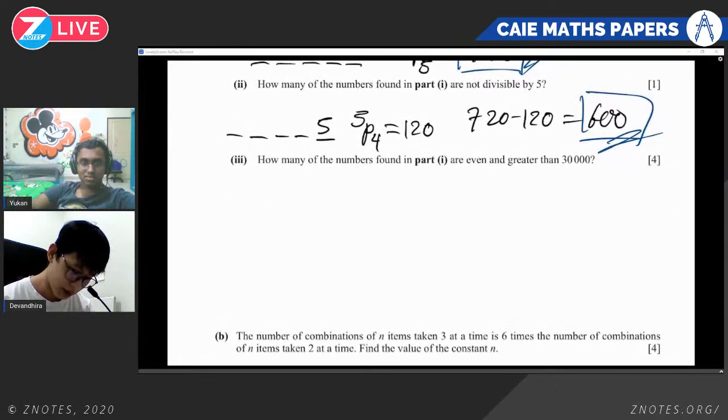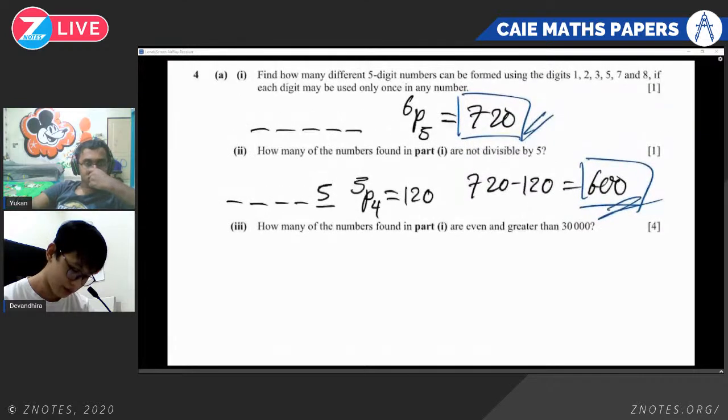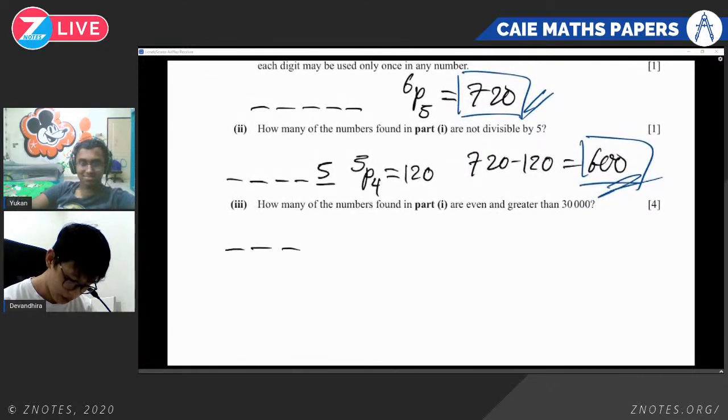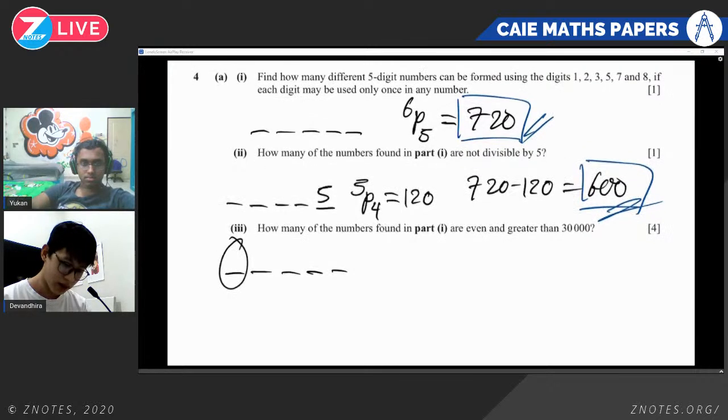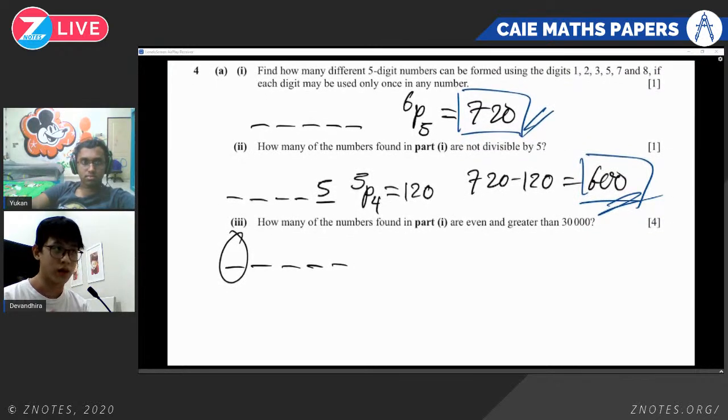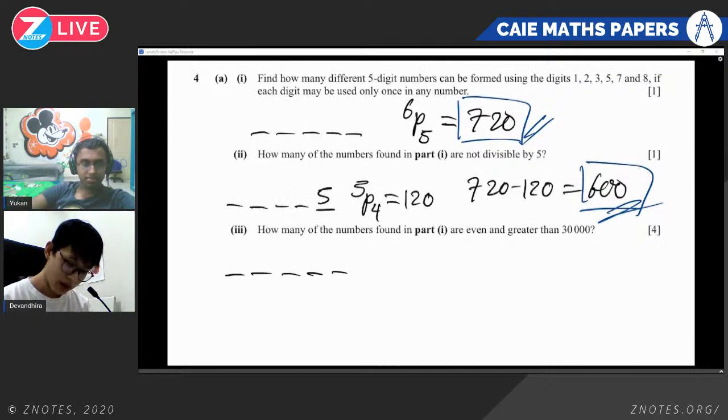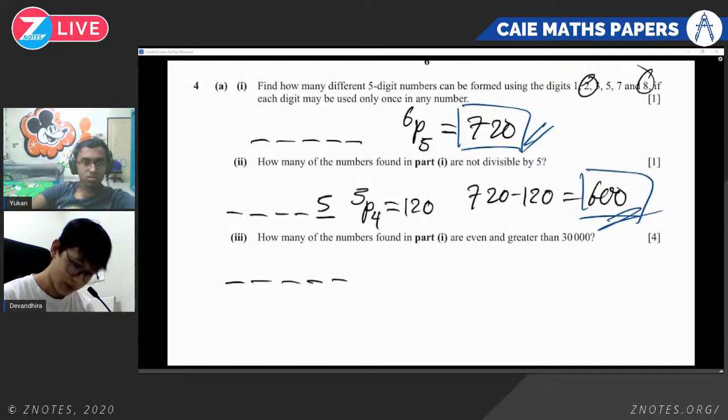How many of the numbers found in part I are even and greater than 30,000? Okay, so let's put 5 slots here first. Greater than 30,000 means the first digit has to be 3, 5, 7, or 8. Agree? Now, what does it mean when it's even? It means it's ending in an even number, which is 0, 2, 4, 6, or 8. Exactly. But in our case, how many even numbers are there? There is only 2, which is 2 and 8, correct?